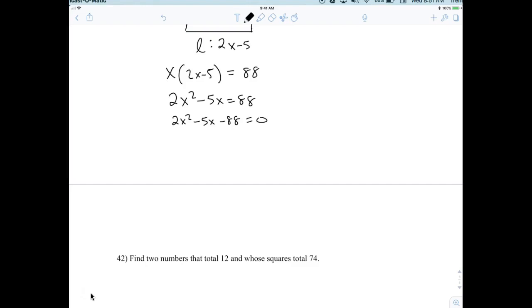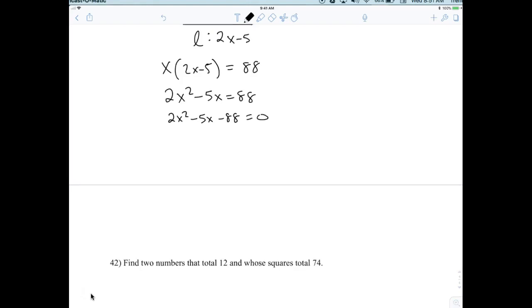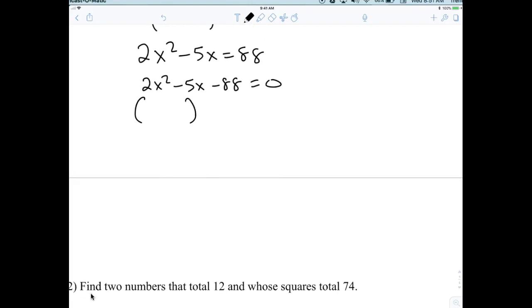All right, now we got to try to factor this. So here we go, 2 sets of parentheses. The only way to make 2x squared is 2x and x. Factors of 88, I would probably start with 11 and 8. Where does 8 have to go? On the right. 11 goes over here. And look how simple it's becoming. I have 11 and 16, which makes negative 5 if the 8 is negative and the 11 is positive.